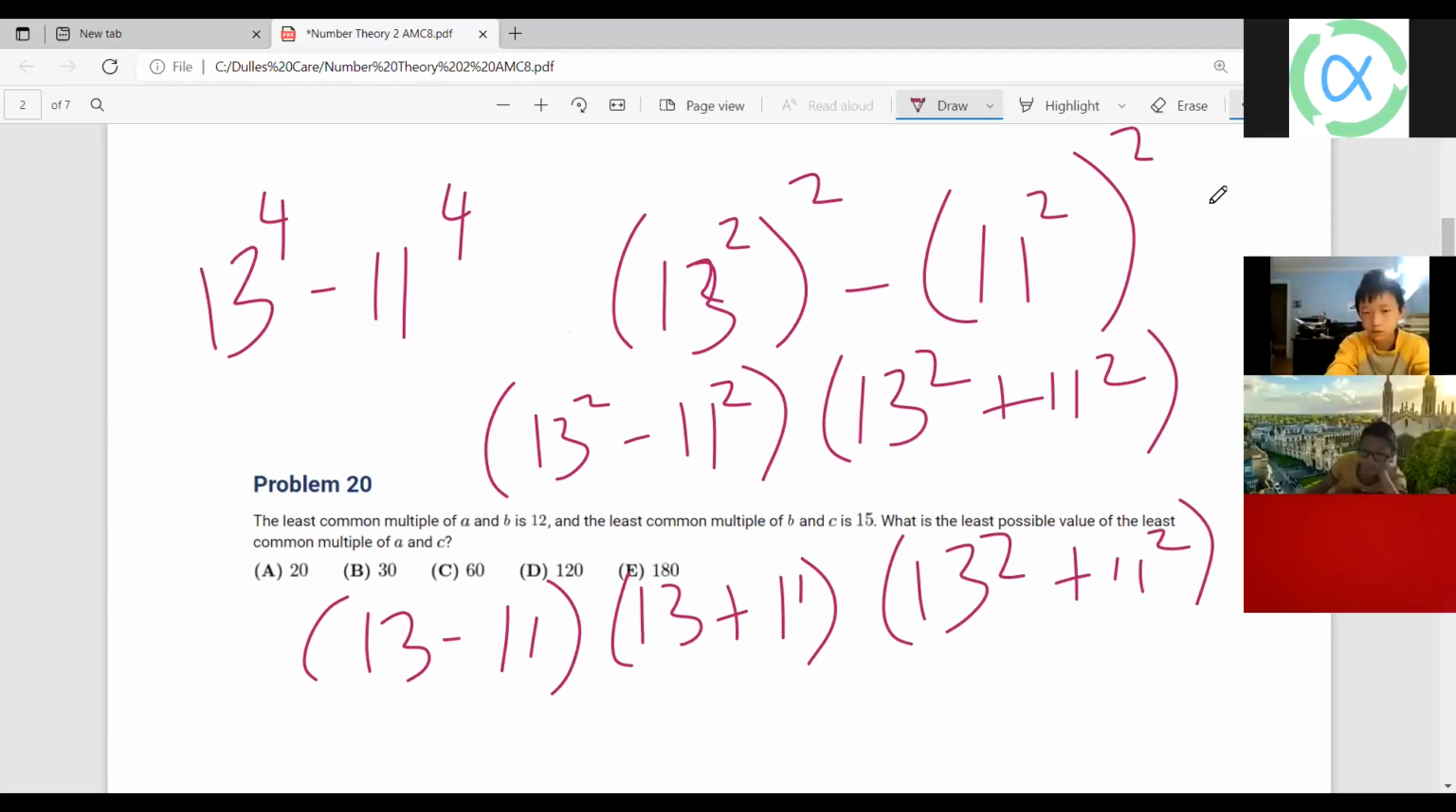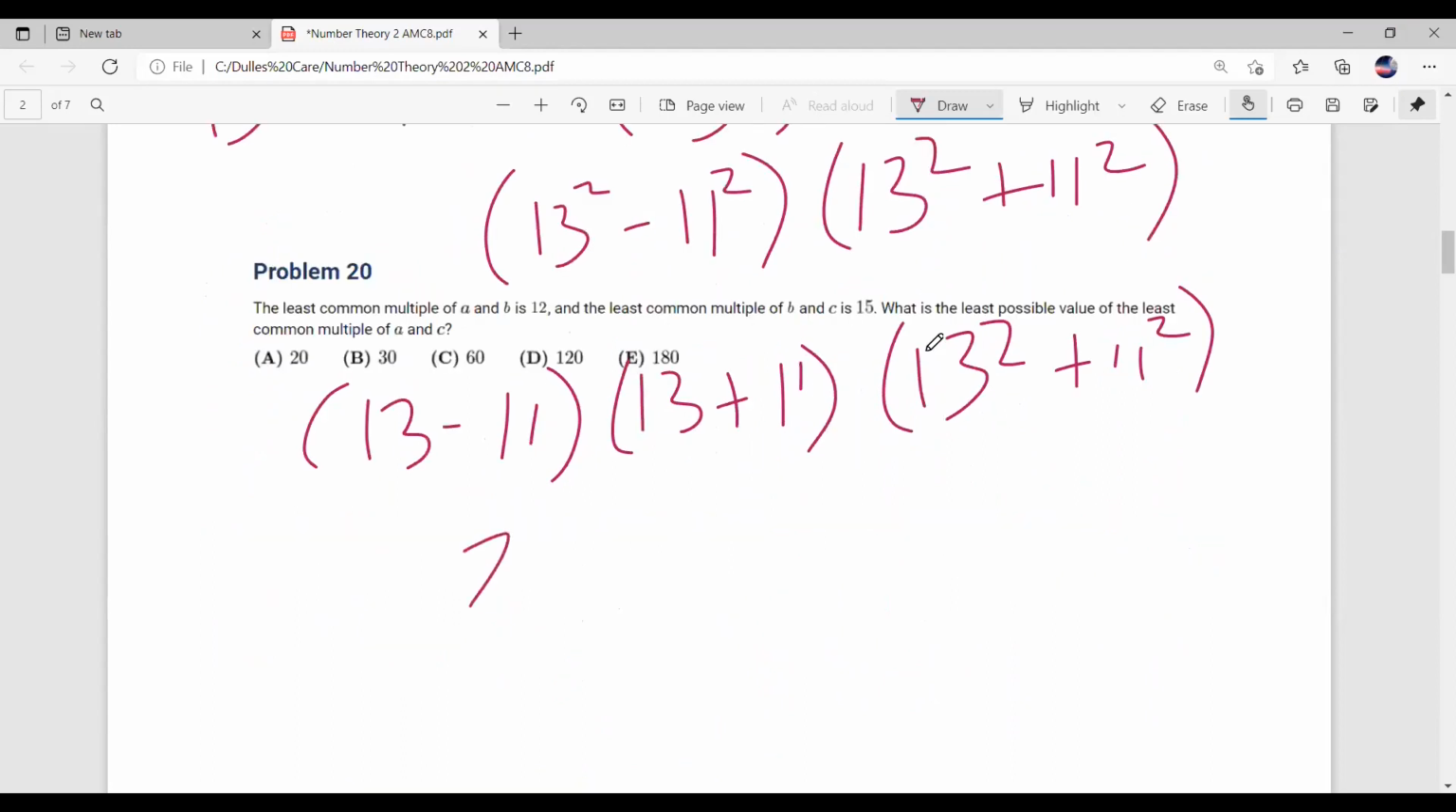We know that 13 minus 11 is equal to 2. 13 plus 11 is equal to 24. But what's 13 squared plus 11 squared? Well, 13 squared is equal to 169. 11 squared is equal to 121. So if we add those two up, we get 290. I recommend memorizing all the squares from 1 to 30. Those are the ones that you should memorize because those are mostly the ones that you'll use.